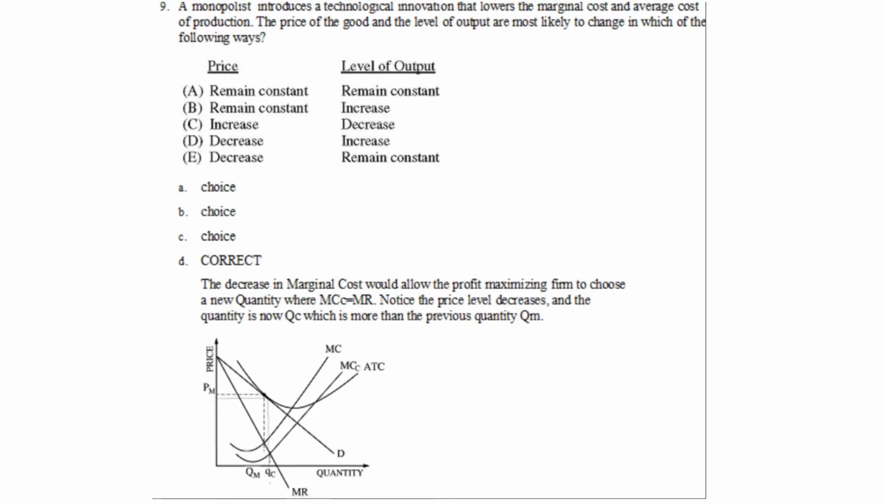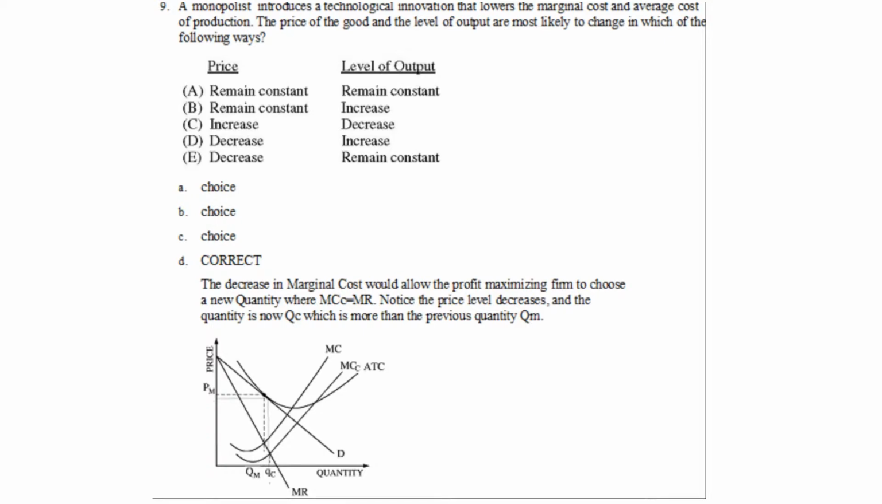A monopolist introduces a technological innovation that lowers the marginal cost and average cost of production. The price of the good and the level of output are most likely to change in which of the following ways? So D is correct.